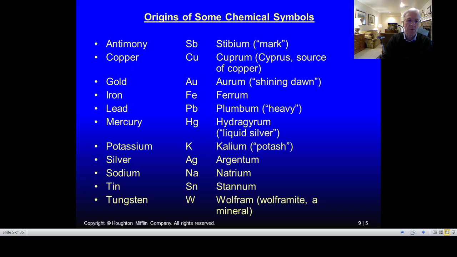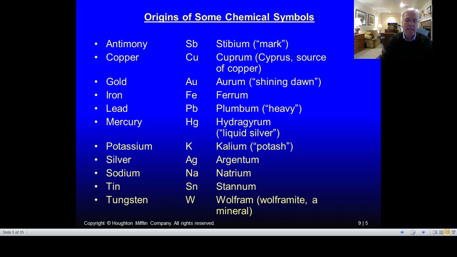And the same is true for these other elements that are on this list: copper, gold, iron, lead, mercury, potassium, silver, sodium, tin, and tungsten. They're named after the Latin name for that element. These were some of the earliest elements discovered, and at that time I suppose they thought that Latin was going to be the universal language.